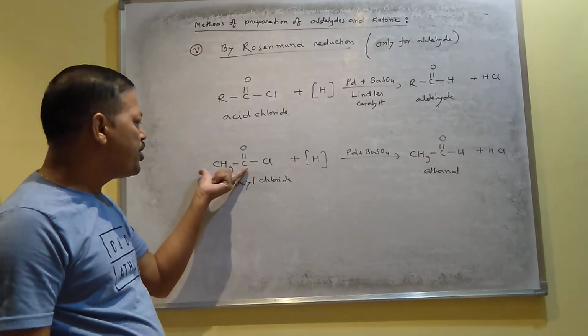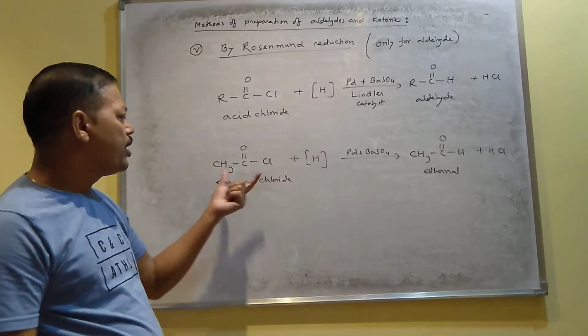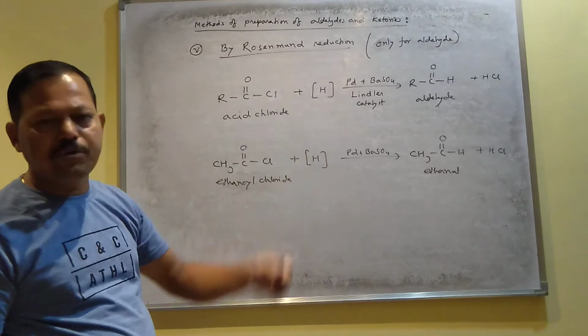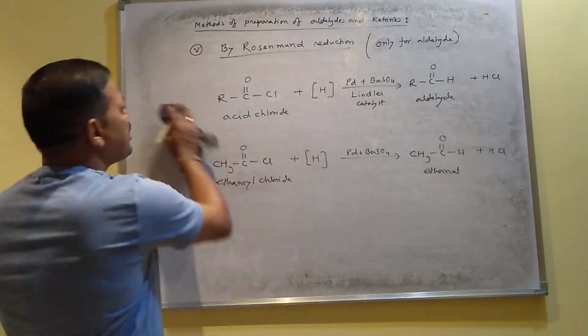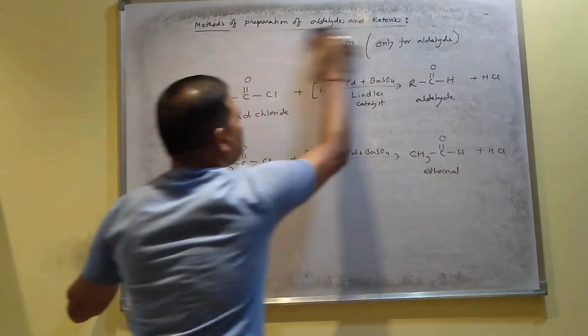If you take 3 carbons here, you will get propanal. If you take 4 carbons here, you will get butanal. Like that, any aldehyde you can prepare. So this is method number 5.